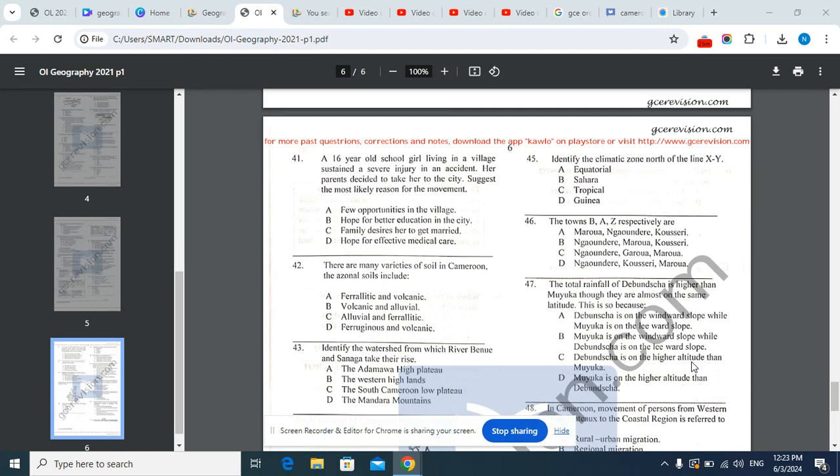Question 43. Identify the watershed from which river Benue and Sanaga take their rise. The answer is A.